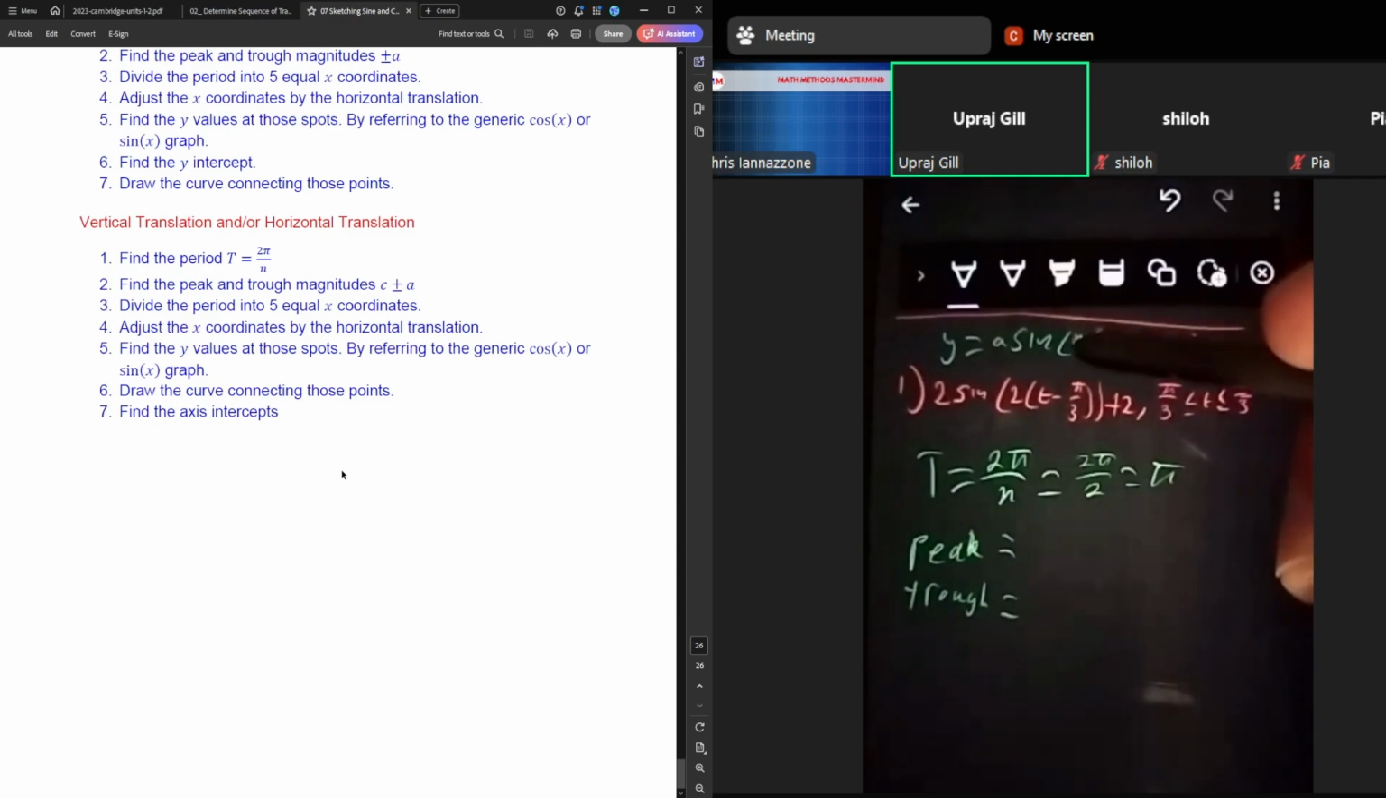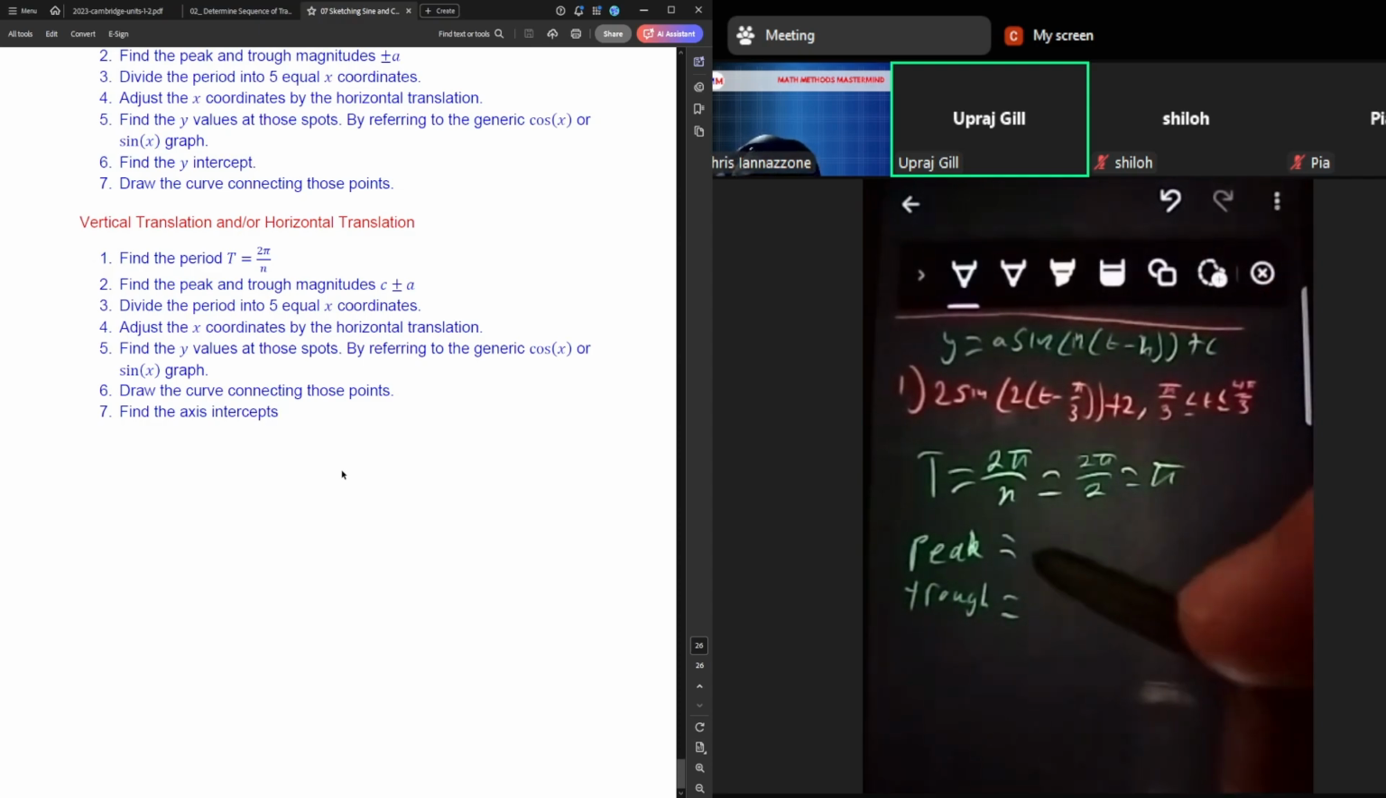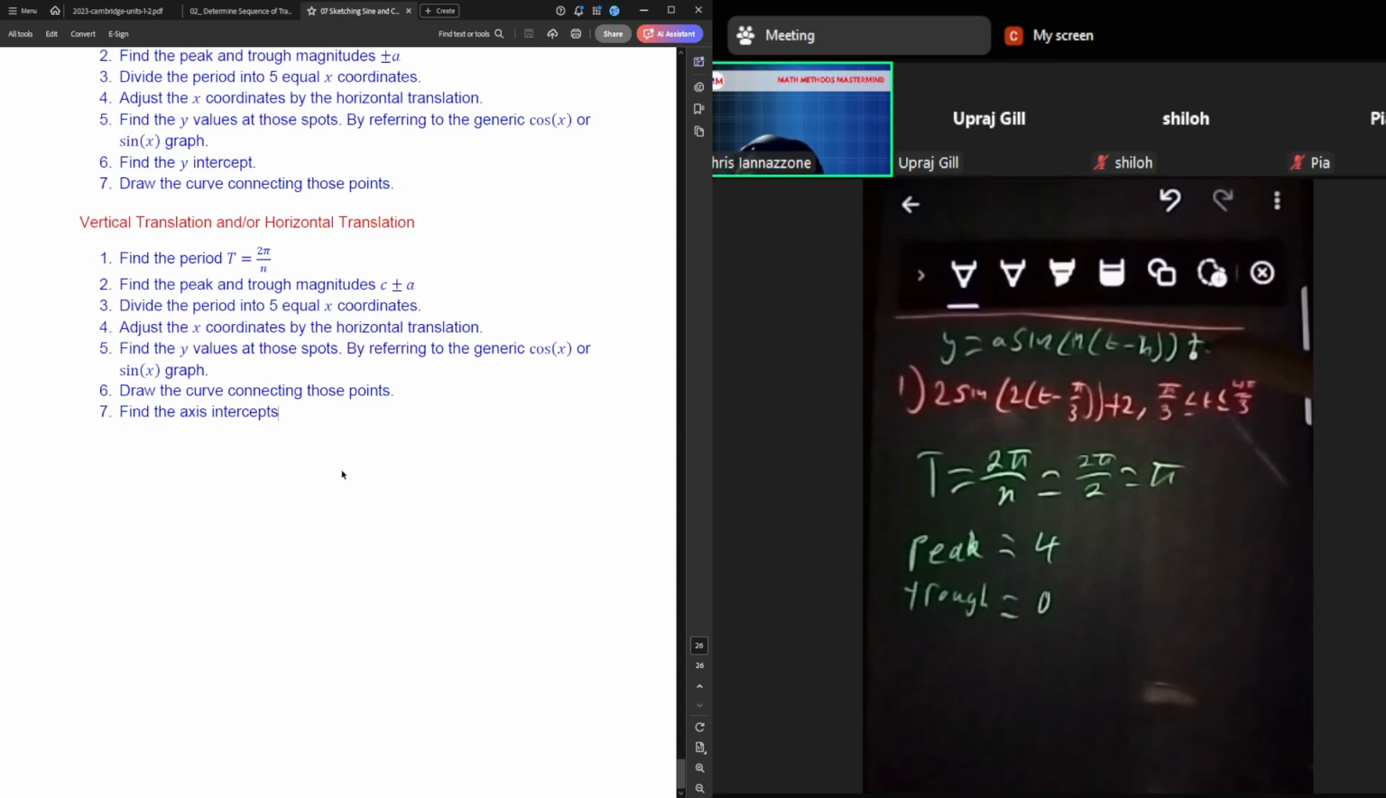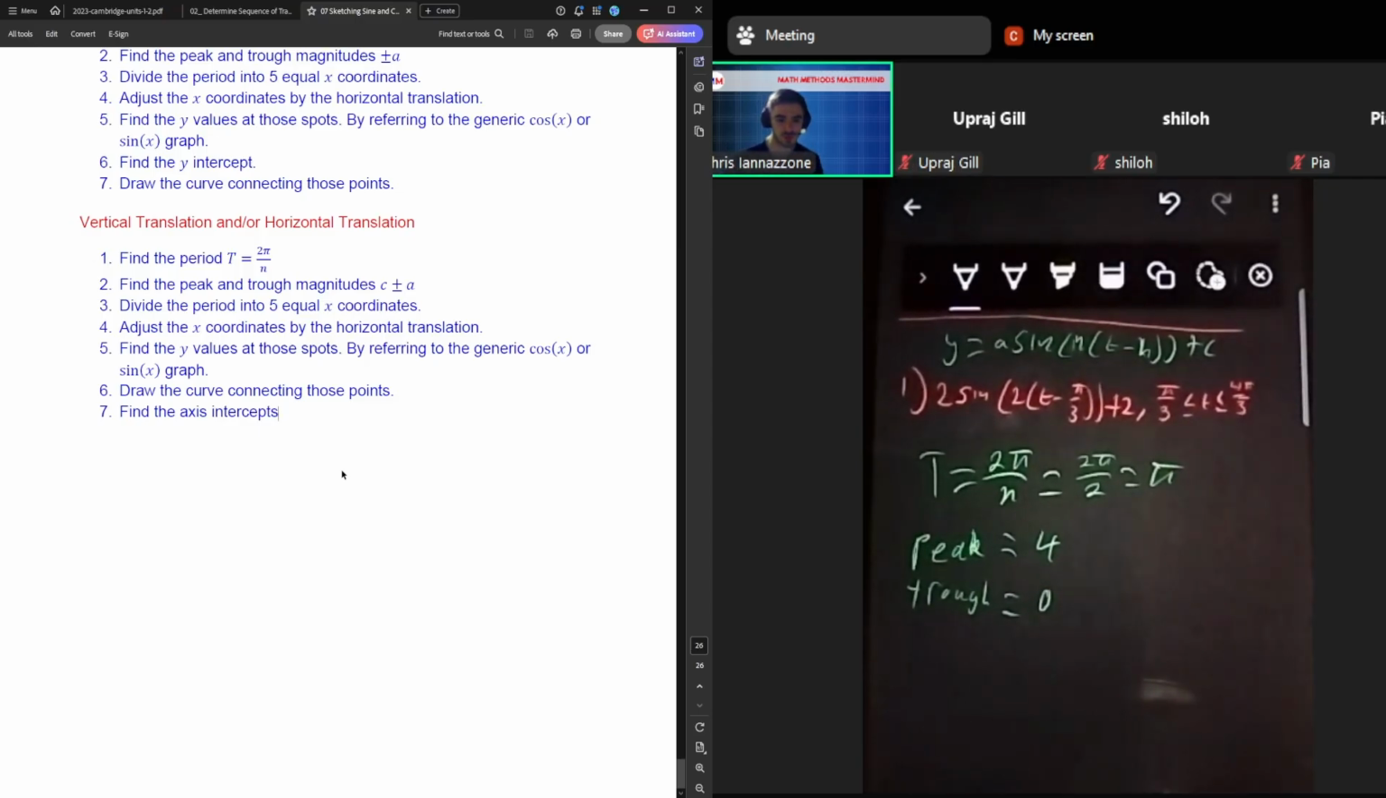Chris, would it be the peak? Would the peak be 4 and the trough be 0? Yep, absolutely. Our c is 2, our a is 2, 2 plus 2 is 4, 2 minus 2 is 0.